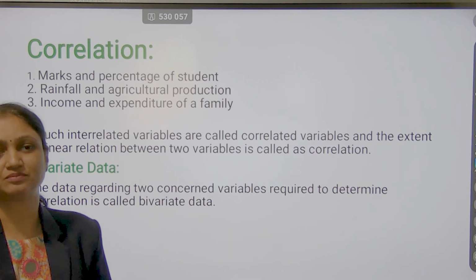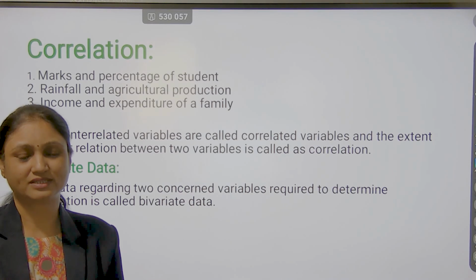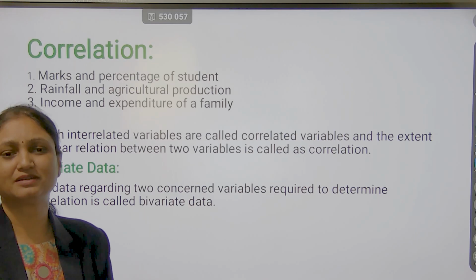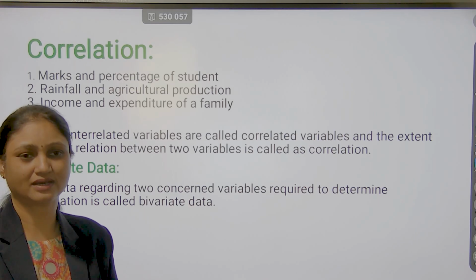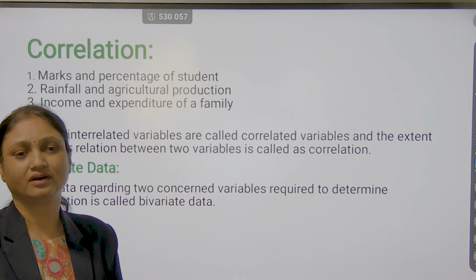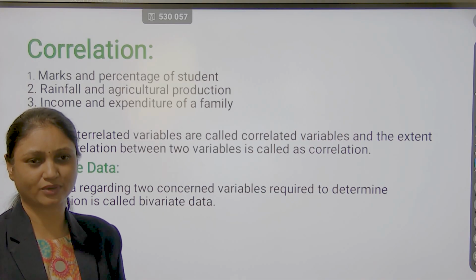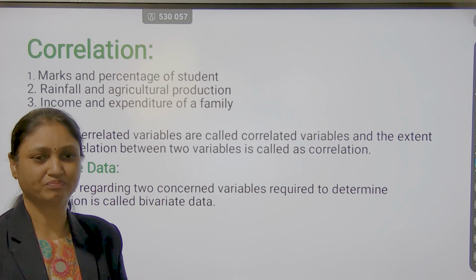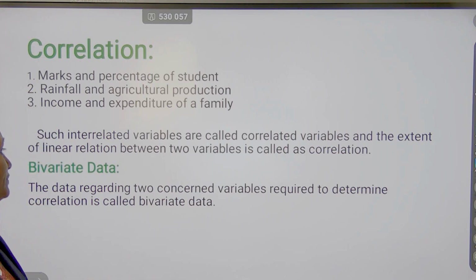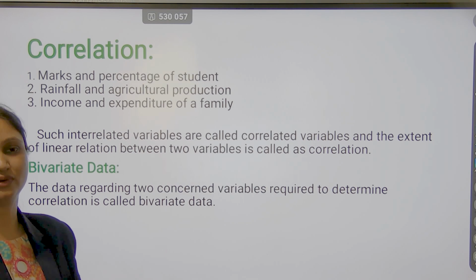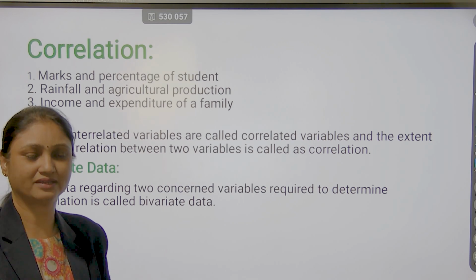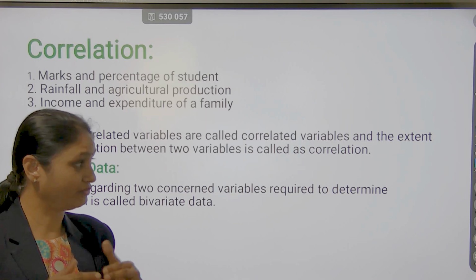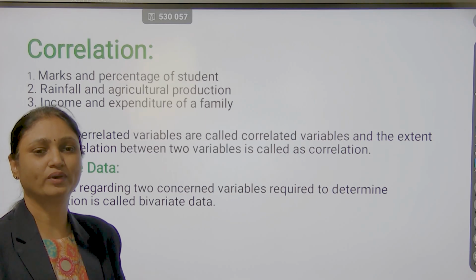So what is correlation? Sometimes there occurs a situation where two variables are interconnected. For example, marks and percentage of the students. When the marks are good, the percentage is also good. Second, the rainfall and agricultural production. If adequate rainfall is there, then the agricultural production is good. Third, income and expenditure of a family. Whatever the income, the expenditure is like income. So in every example there is a relation between the two variables.